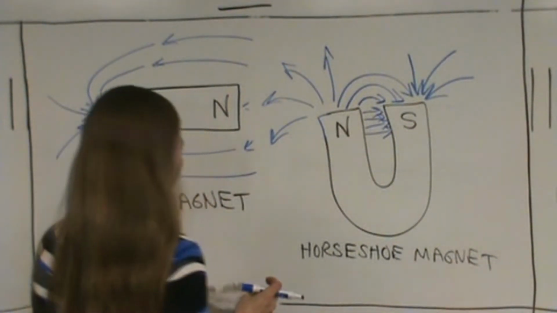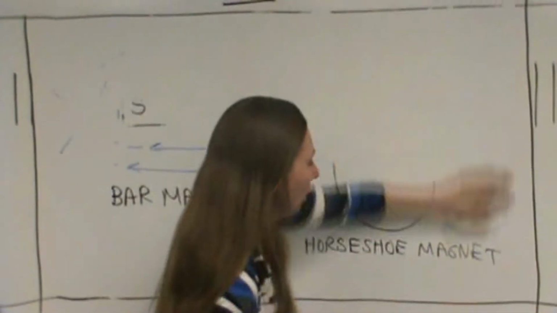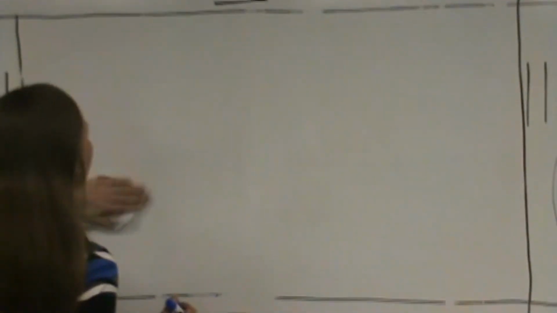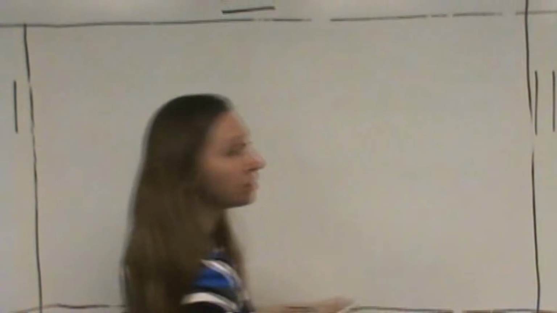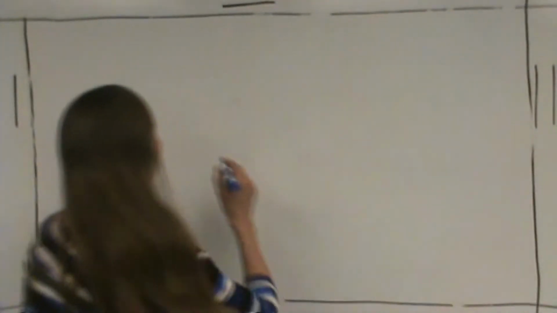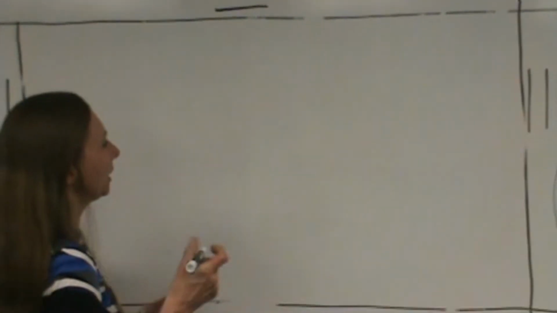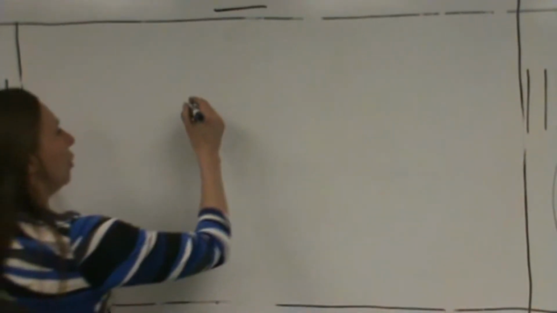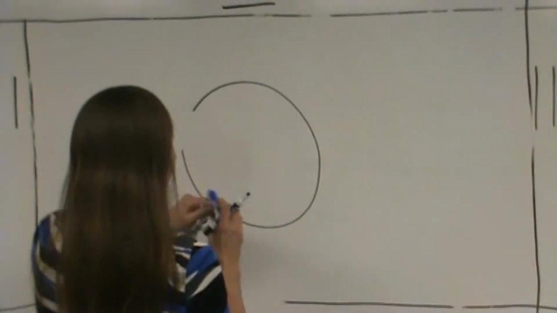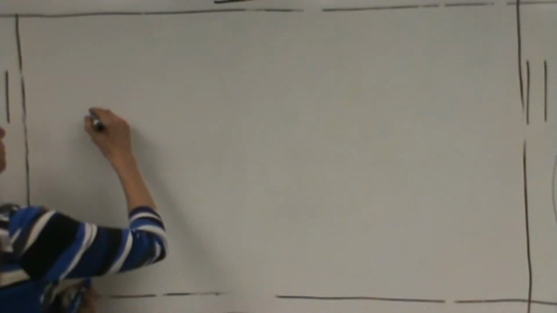Okay, now, what about the Earth? Well, the Earth has a giant magnet inside of it. Now, I do want to draw something else first. Before we draw the Earth as a giant magnet, I'd like to draw the Earth's gravitational field to contrast it with the Earth's magnetic field.